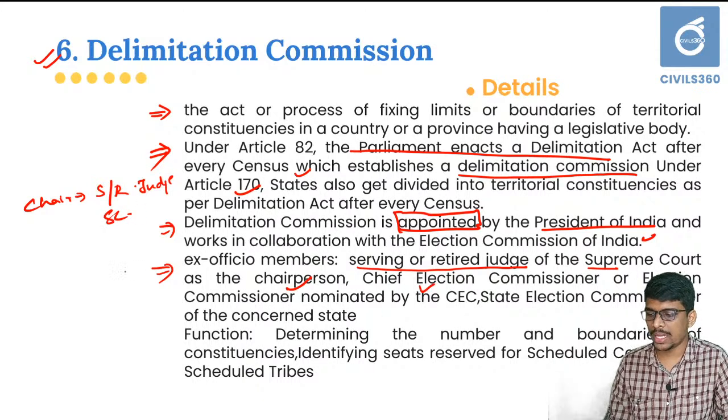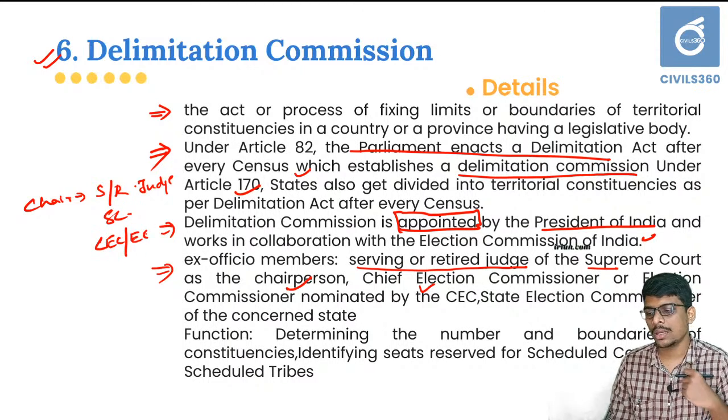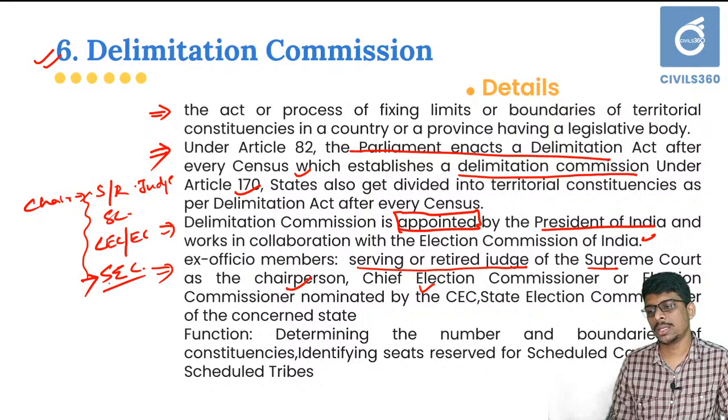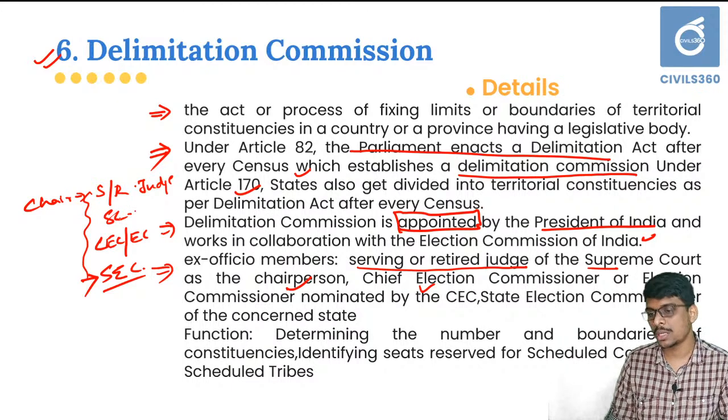And next one is the Chief Election Commissioner or any election commissioner recommended or nominated by the Chief Election Commissioner. And the last one is the State Election Commissioner as the third one. That is, 3 ex officio members in the Delimitation Commission. The first one is a serving or retired judge of the Supreme Court. Next one is the Chief Election Commissioner or any election commissioner nominated by the Chief Election Commissioner. And the last one is the State Election Commissioner.